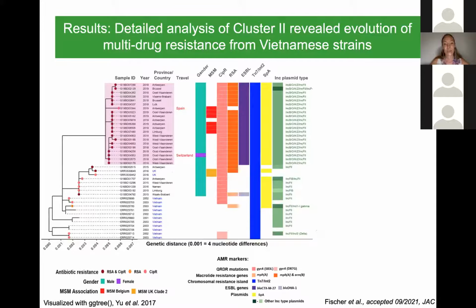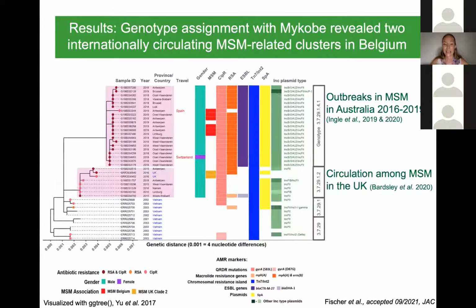Now what I want to highlight with the new tool that I described earlier, the Mykrobe tool, is that we can assign the genotype. When we do this, we can see that our previous cluster of interest with the double resistance was of the same genotype as strains that were described in MSM outbreaks in Australia in 2016 and 2019. And more interestingly, we identify also a second cluster, a bit further in genetic distance, which was identified as circulating among MSM in the UK.